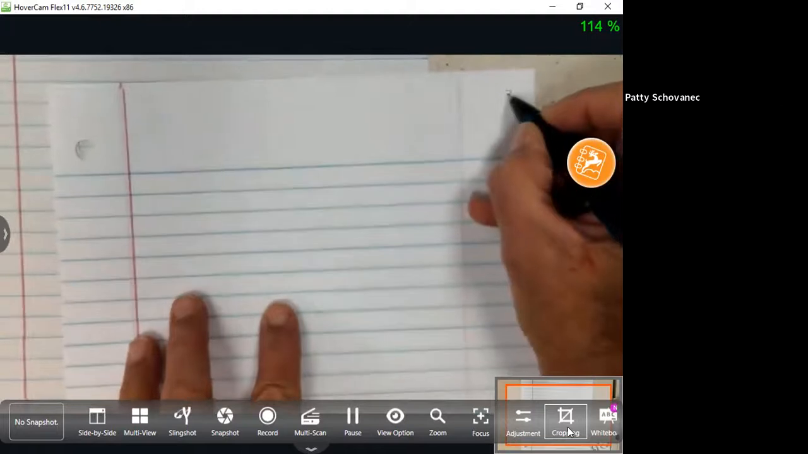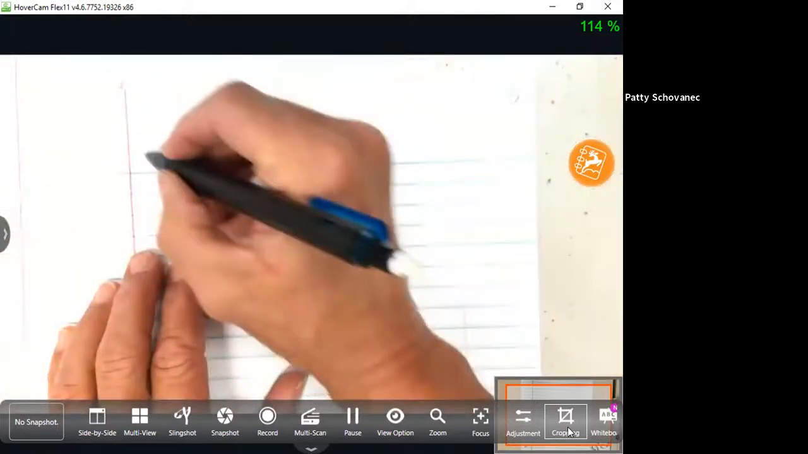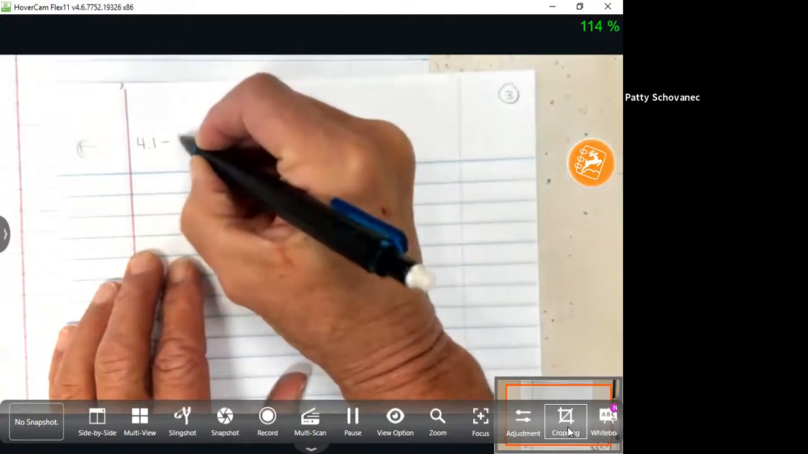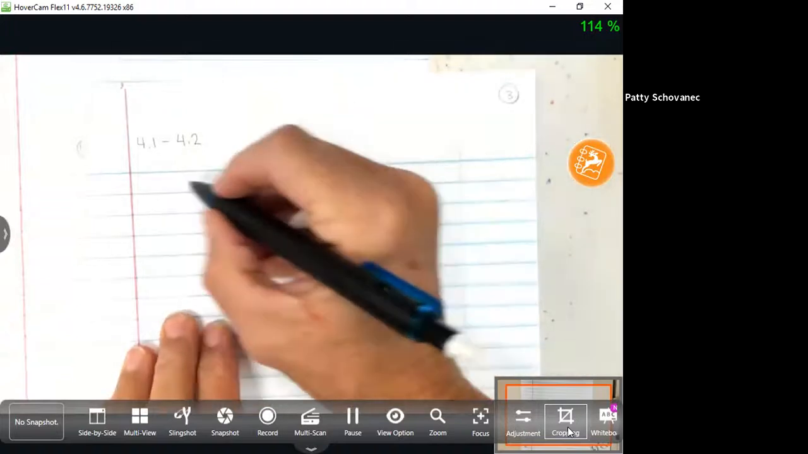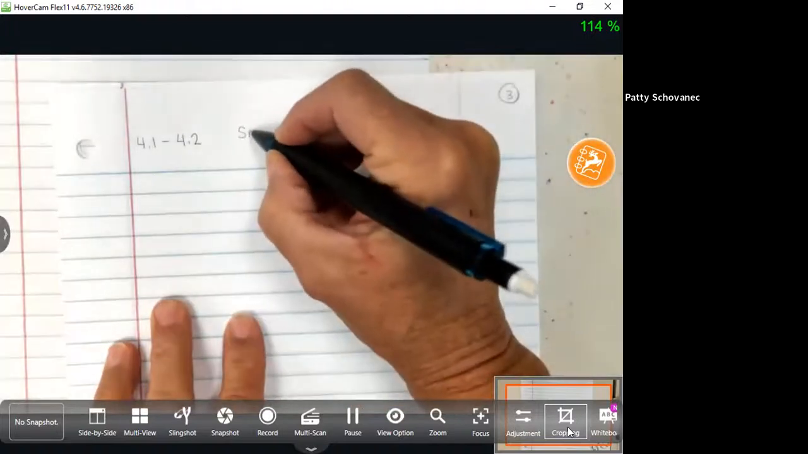So let me give you an overview of what we were doing in sections 4.1 and 4.2. We're going to take the graph of y is equal to the sine of x, y is equal to the cosine of x, and talk about what happens if you put a number in front of those two trig functions, and what happens if you put a number in front of the x. That's what we did last time. The basic graphs of sine and cosine.